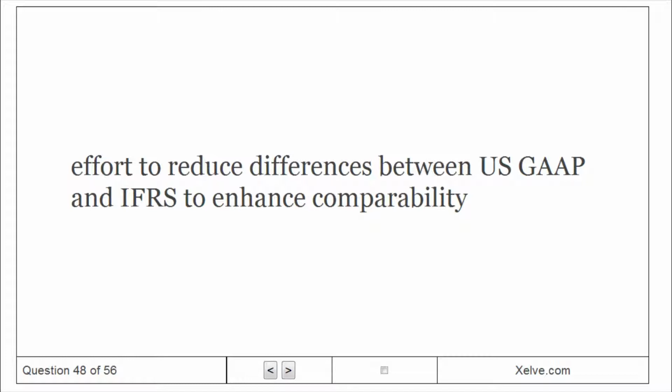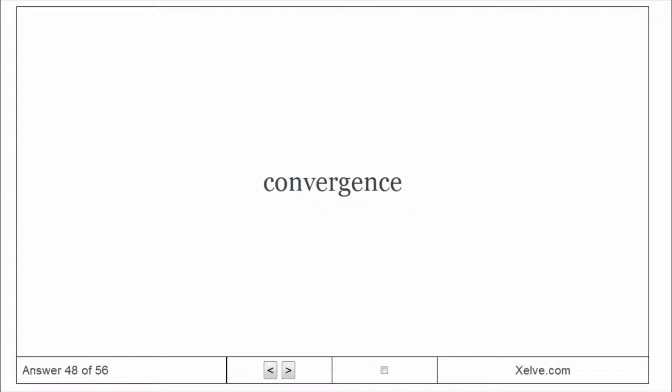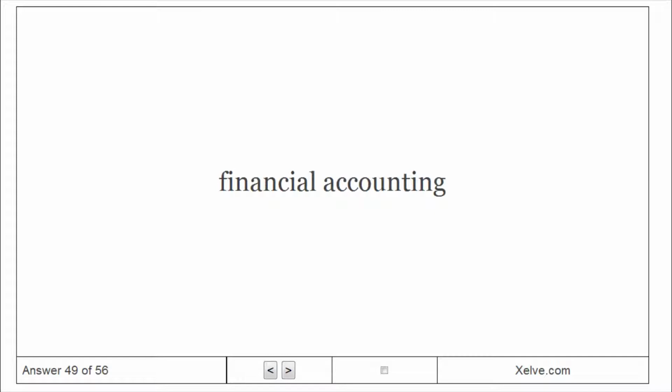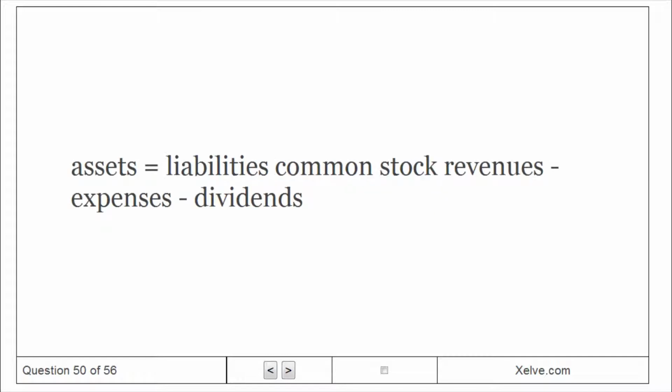Effort to reduce differences between US GAAP and IFRS to enhance comparability. Convergence. The field of accounting that provides economic and financial info for investors, creditors, and other external users. Financial accounting. Assets equals liabilities plus common stock plus revenues minus expenses minus dividends. Expanded accounting equation.